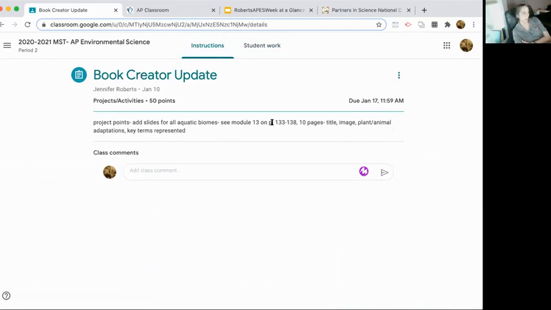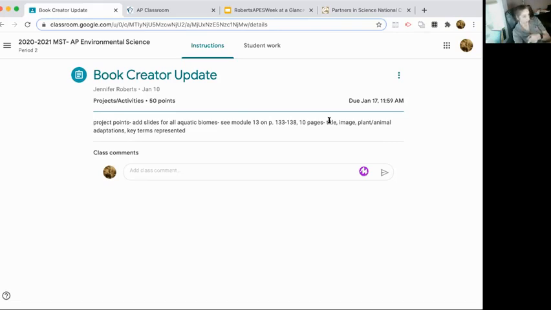So I think I got this right, but I might have to double check. But it's about page 133 to 138. It is module 13. And I think I might have gotten this off. I think there's only 8 aquatic biomes, not 10 there.